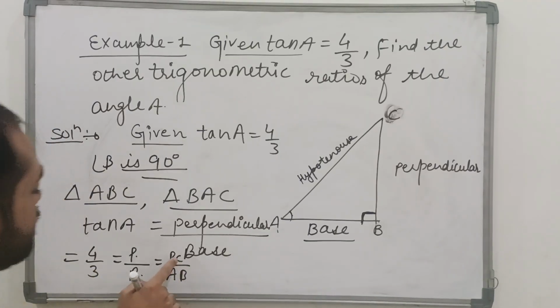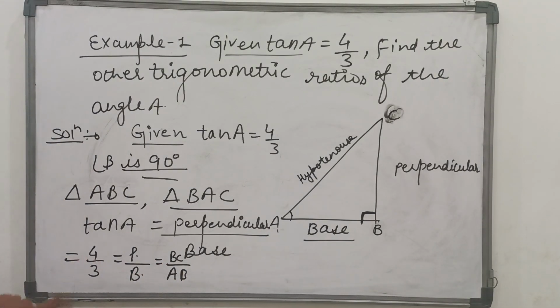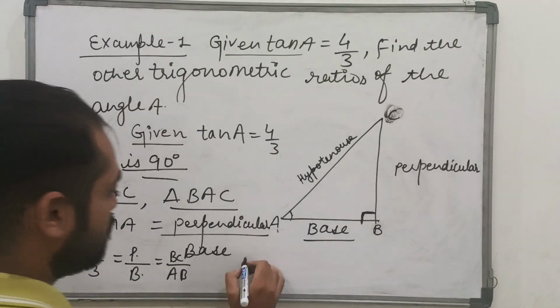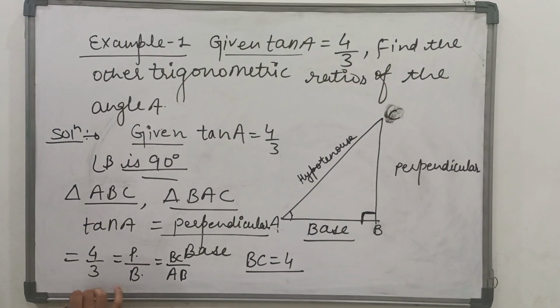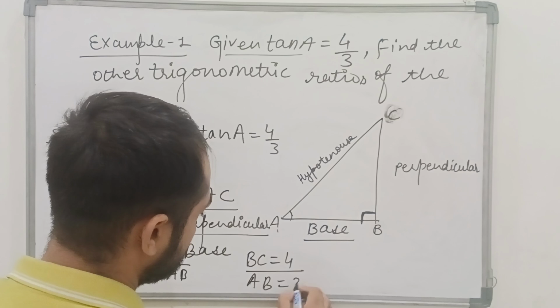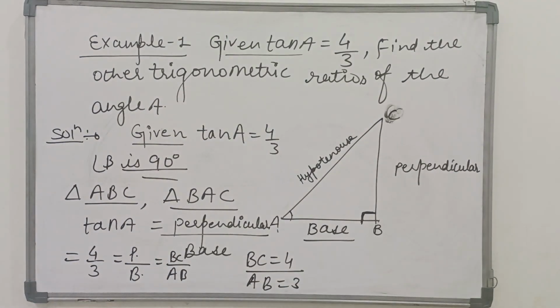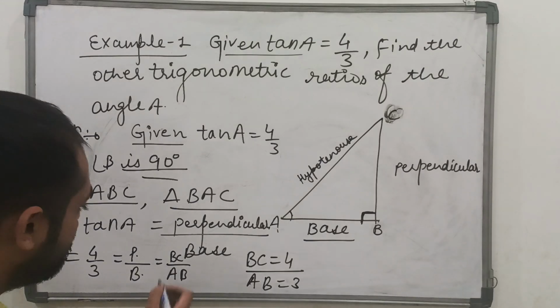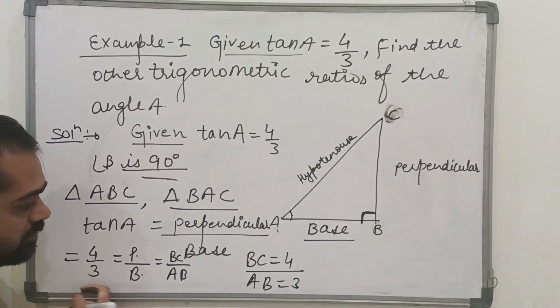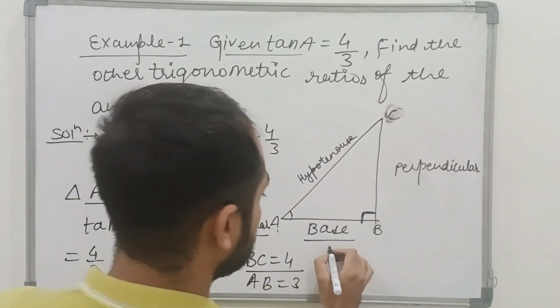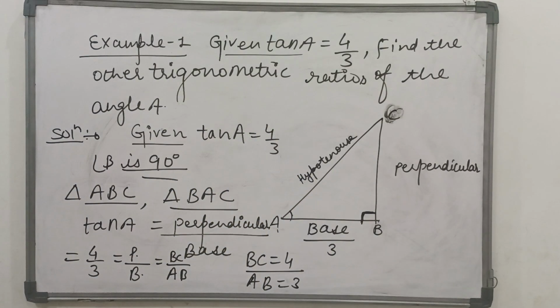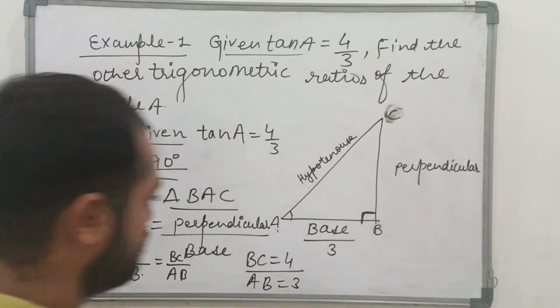So we can write BC is equal to 4, and we can also write AB is equal to 3. Now this one is done. BC is equal to 4, AB is equal to 3. We can write in this diagram also AB is equal to 3.